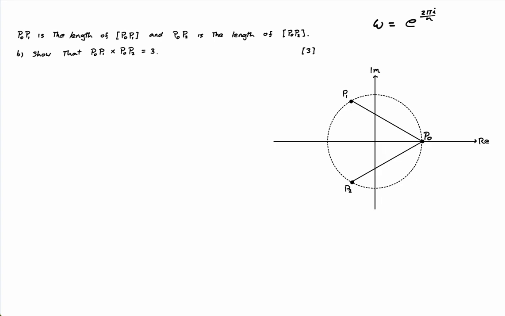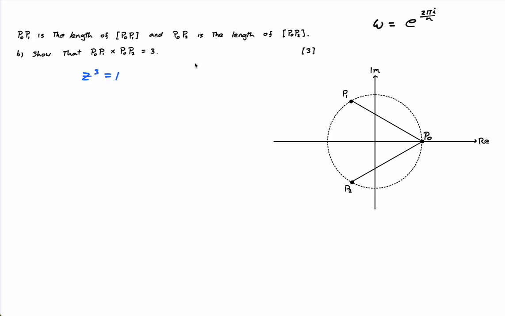Okay, in part B it says P0, P1 is this length, so it's the length of this line here basically, and P0, P2 is the length of this line, and it says show that the length of this times the length of this equals 3. That's the question.